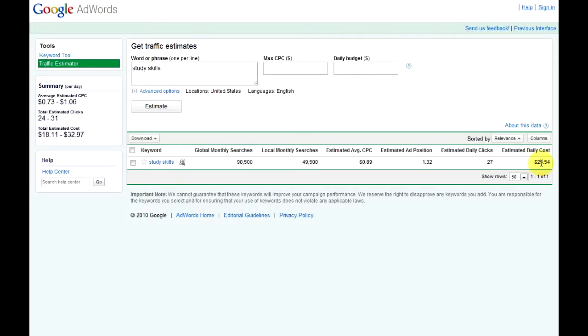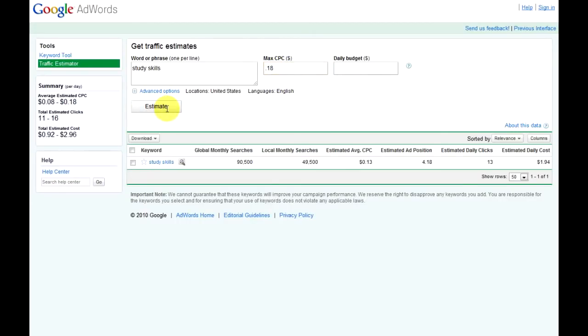Now we'll probably cover some of this stuff in a more advanced course, but let's see what happens if I told Google, you know what, I want to pay just 18 cents a click. So I want to pay a maximum of 18 cents a click. I want to use those words study skills, and I want to know about how many times somebody might be expected to click on my ad. So study skills, 18 cents every time I'm willing to pay Google. Let's estimate and see what that does.